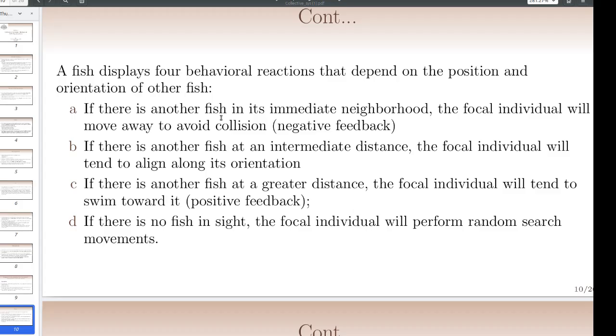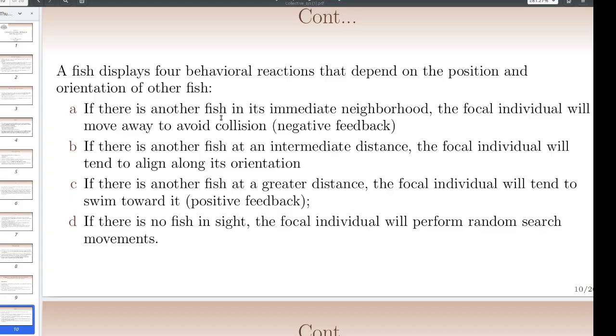A fish can display these behavioral reactions based on the position and orientation of other fishes. We can list 4 such scenarios. First one is, if there is another fish in its immediate neighborhood, the individual fish under consideration will move away to avoid the collision. That is negative feedback.